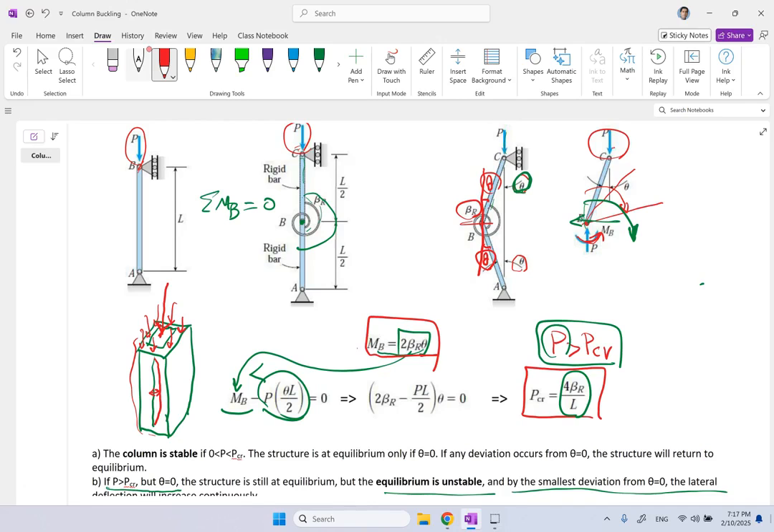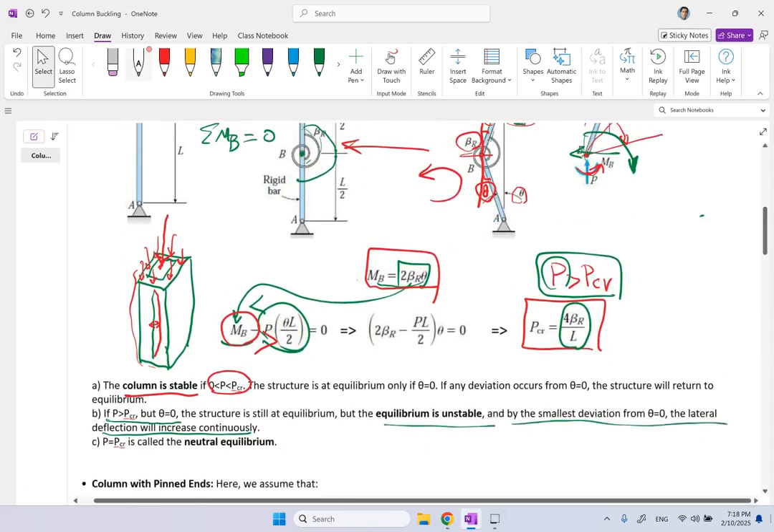So there is always a chance of a small deviation, and once your P is bigger than P critical, that deviation will continuously increase. That's called instability. On the other hand, if P is less than P critical, this time this MB will dominate, and so the MB will always cancel the P, so the total moment is going to be clockwise, so the system will go back to the upright position. So we say the system is what? Or the column is stable.